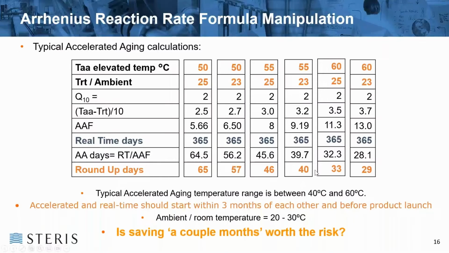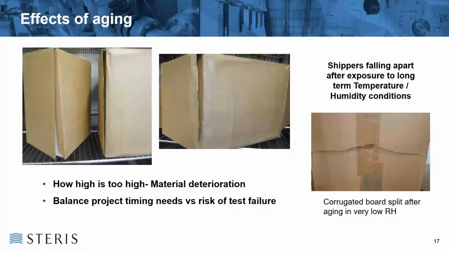The other thing you must note there is that accelerated and real-time aging studies should start within 3 months of each other. So you're testing the same basic lot of packaging and the basic materials as well of the product.